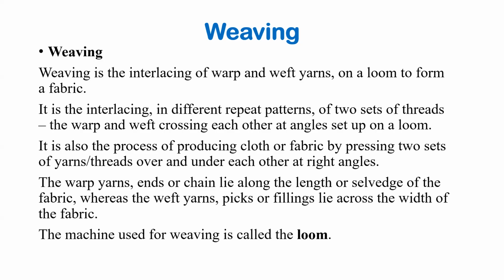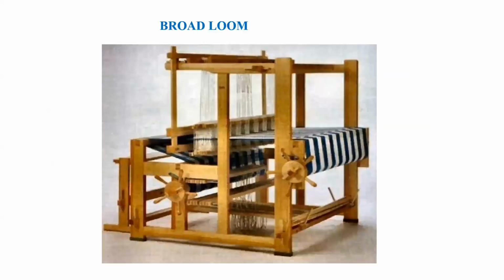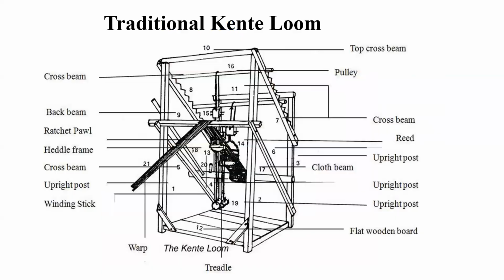Okay. So the machine used for weaving is called the loom. So this is the loom. You can see the loom with fabric on it, a woven fabric on the loom. This is the traditional loom. The other one is called the broad loom. This is the traditional kente loom, the loom used to produce our traditional kente.